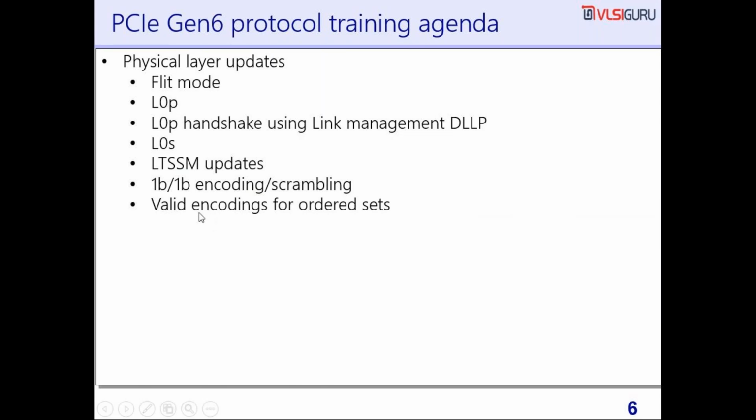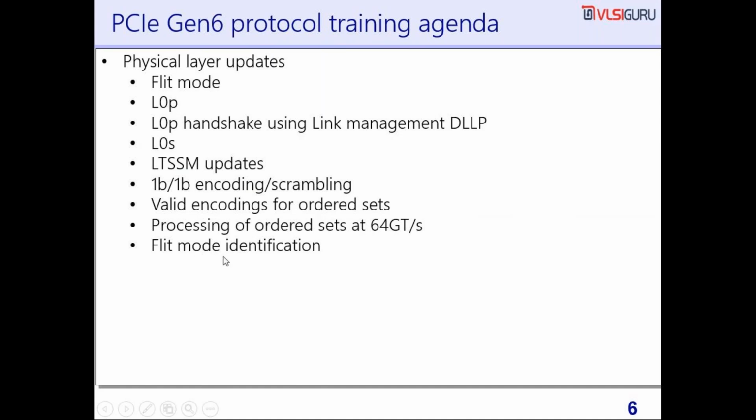We will also understand what the valid encodings for ordered sets are, and how ordered sets are processed at 64 GT/s. How does the receiver identify between electrical idle ordered sets, electrical idle exit ordered set, the fast training sequences or skip? No, fast training sequence won't be there in Gen 6 Flit mode because Flit mode doesn't have the L0s state, so there won't be any fast training sequence or skip ordered set. All those things we will understand.